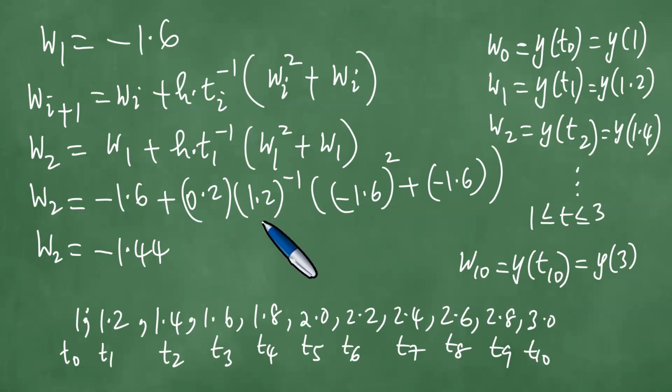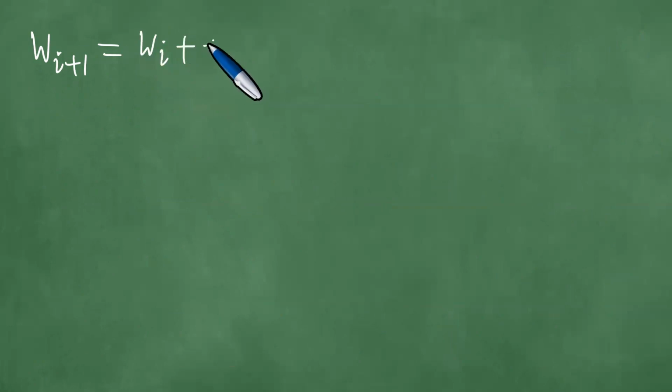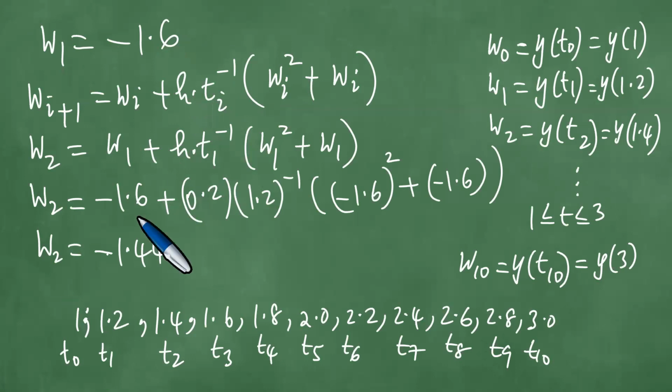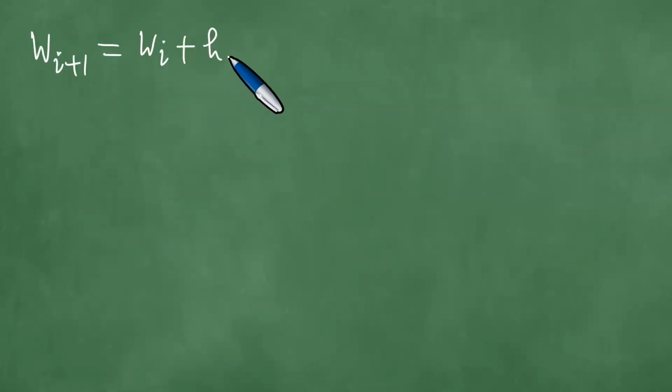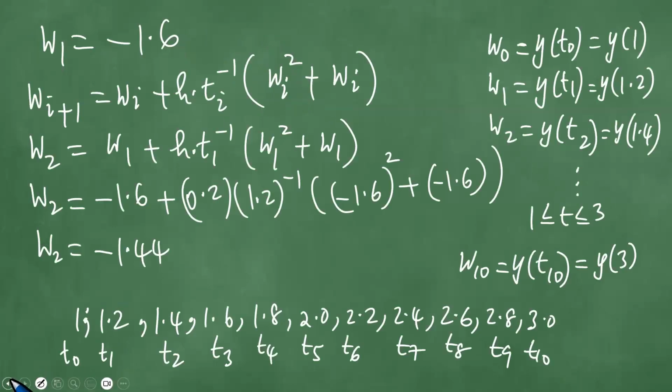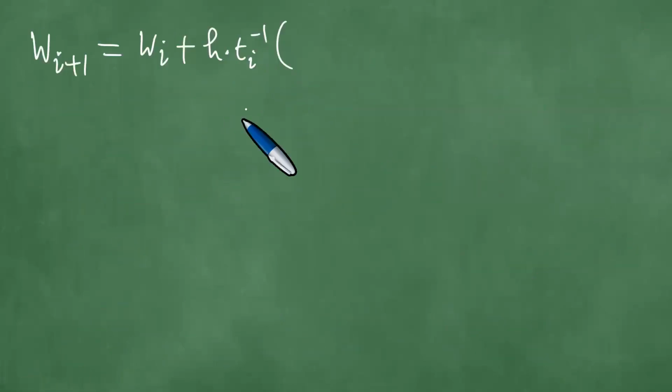But okay, let me just do one more to illustrate the idea. I know it's boring already. Okay. Right, so W i plus 1. Okay, I'm going to change the method, please, to another method, which is W i plus H times the function at T i, W i.